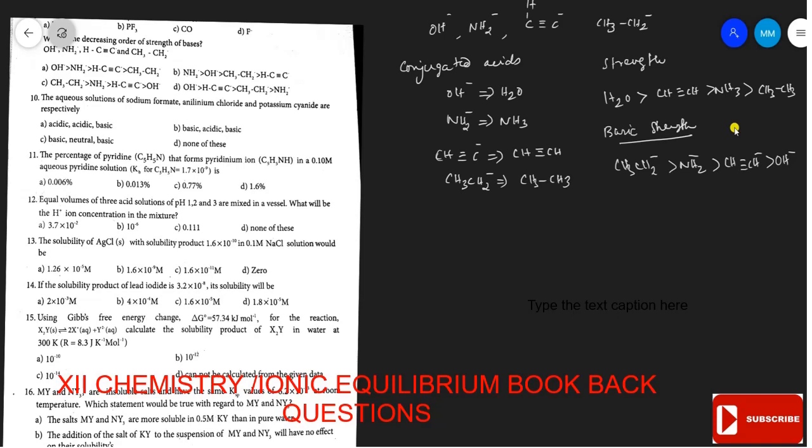So this is the concept. For this type of question, you have to find out the conjugate acids or conjugate bases. From the conjugate acid or conjugate base, you have to arrange the acidic strength order, and the reverse is the respective basic order. So your answer is C. In C it is given CH3CH2 minus, etc.